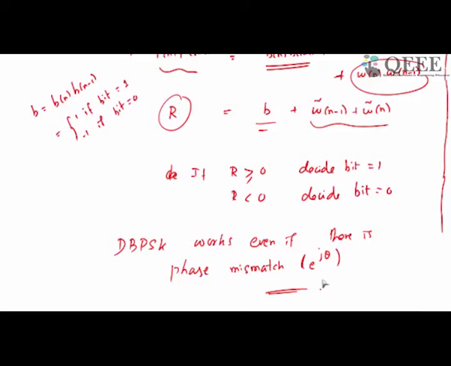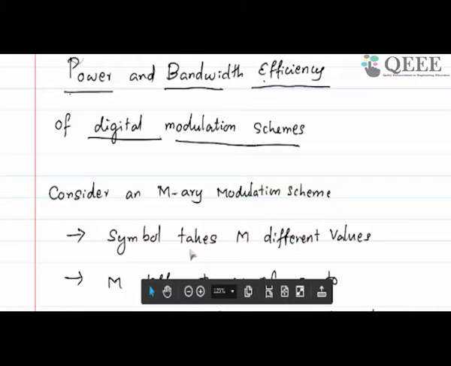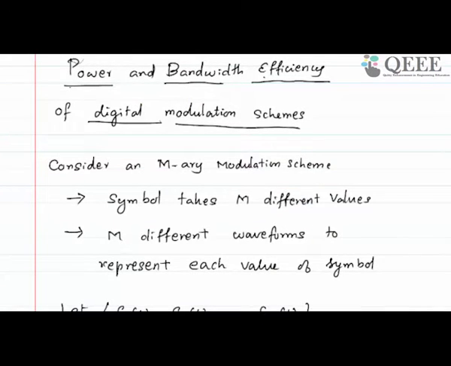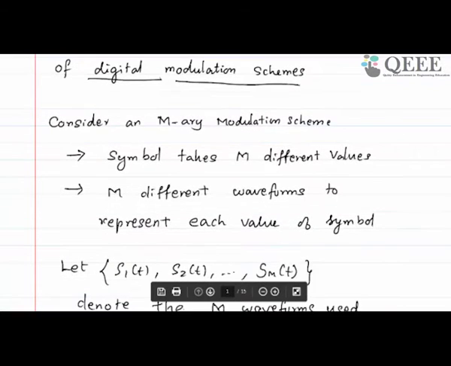So what I am going to do now is finally talk about something called power and bandwidth efficiency of digital modulation schemes. So the remaining part of the lecture, I will focus on this particular topic, where we compare how efficient the different modulation techniques are in using power and in using bandwidth, right? So let us say we have an M-ary modulation scheme.